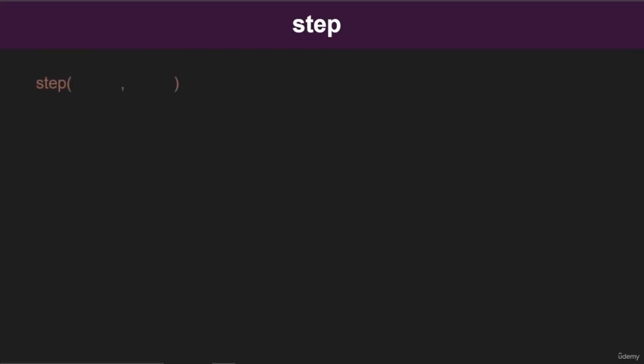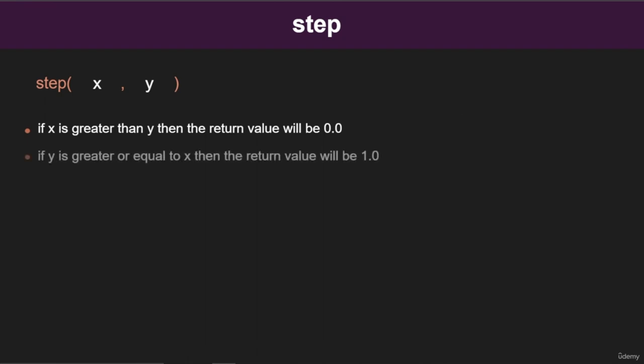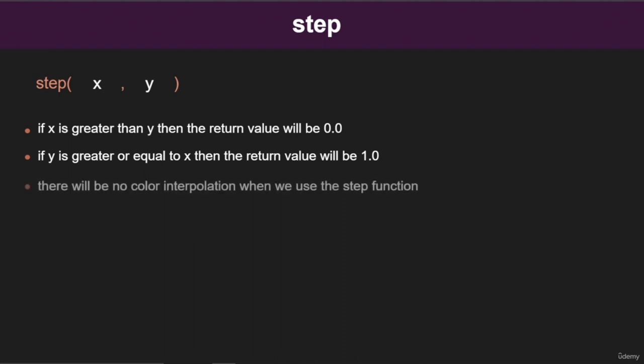Okay, the next function is the step function. The step function accepts two things. If the x is greater than the y, then the return value will be 0. And if the y is greater or equal to x, then the return value will be 1. So the return value from the step function is either 0 or 1. And that's why we can't have a color interpolation when we use the step function to color the mesh.